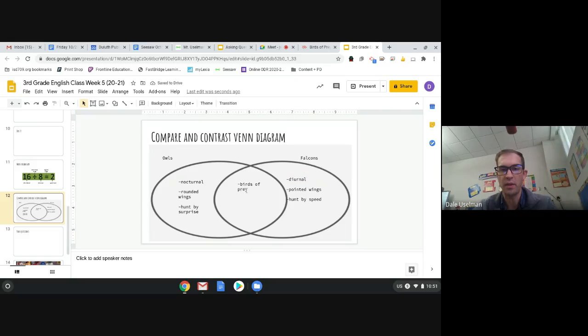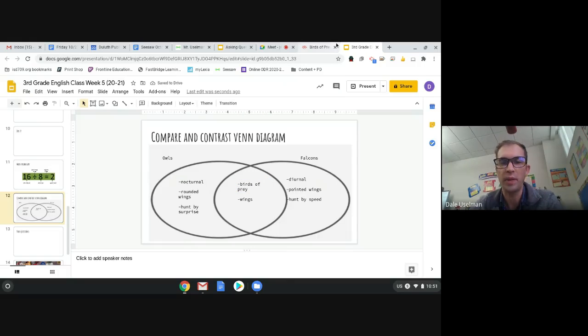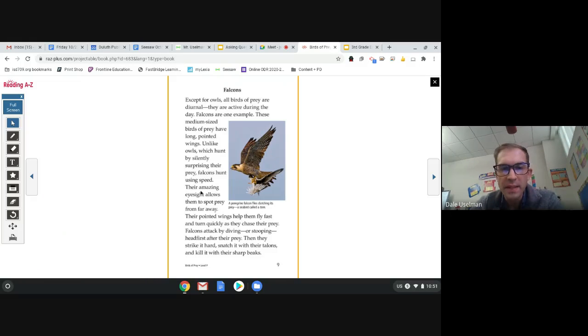Something we could add though is that we know that both of them have wings. Let's keep reading. Their amazing eyesight allows them to spot prey from far away. Their pointed wings help them fly fast and turn quickly as they chase their prey. Falcons attack by diving or stooping headfirst after their prey. Then they strike it hard, snatch it with their talons, and kill it with their sharp beaks.